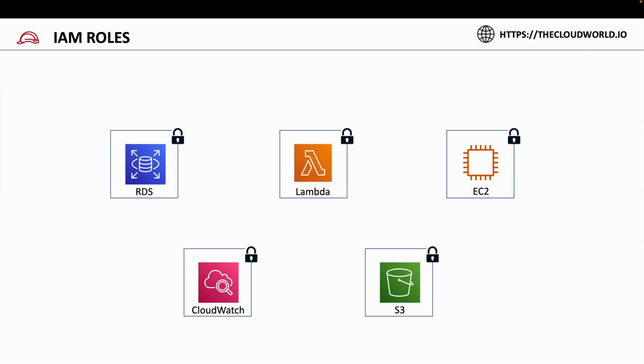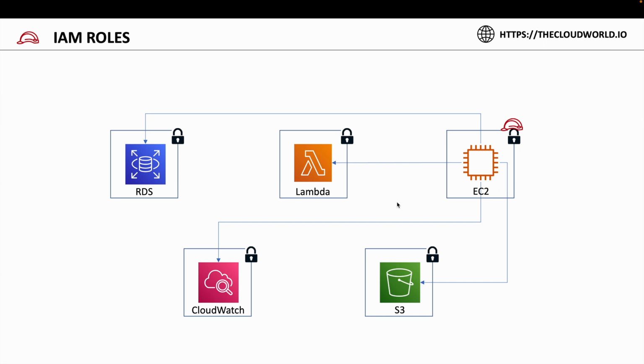Let's suppose the EC2 wants to access other services. In that situation, we will apply the IAM role on the EC2 instance, and this IAM role will authenticate the EC2 instance, and it will allow the EC2 instance to establish communication with all the other AWS services.